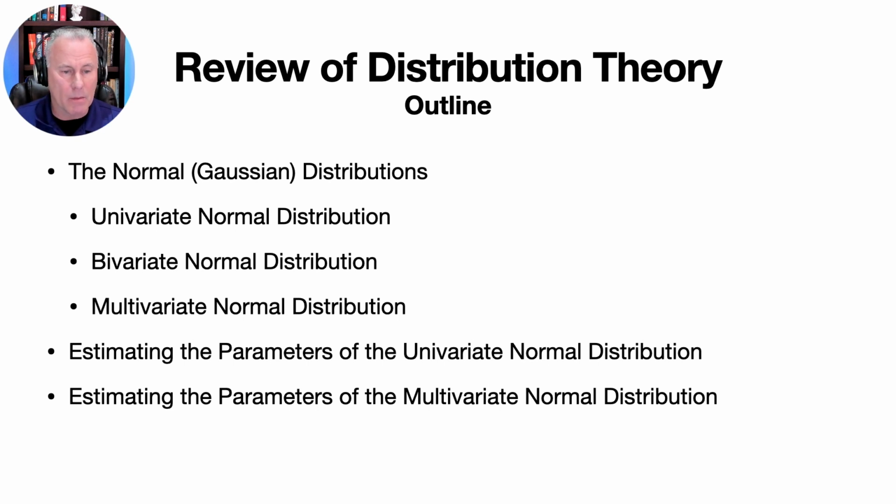We'll look at how to estimate the parameters of the univariate normal distribution using maximum likelihood. And then finally, we'll look at how to estimate the parameters of the multivariate normal distribution, which includes the bivariate normal distribution, again, by using the principle of maximum likelihood. So let's look at the normal distributions, and in particular, the PDFs of the normal distributions, and identify their parameters.